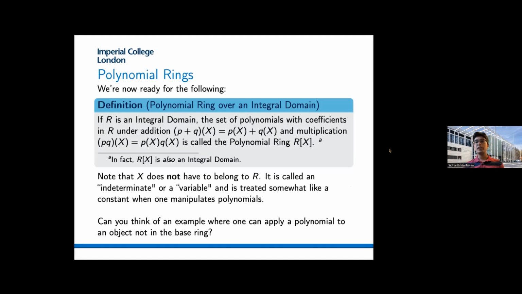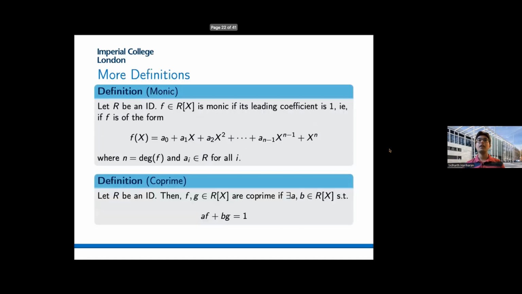So polynomial rings. If you look at the set of polynomials in one variable with coefficients in an integral domain, that actually inherits an addition and a multiplication from said integral domain. Indeed, it is itself an integral domain. This is all fairly straightforward to prove, so I'm not going to prove it. And indeed, X does not actually have to belong to R, and I'll leave it to you to think of examples where you apply a polynomial to something that's not in your integral domain R.